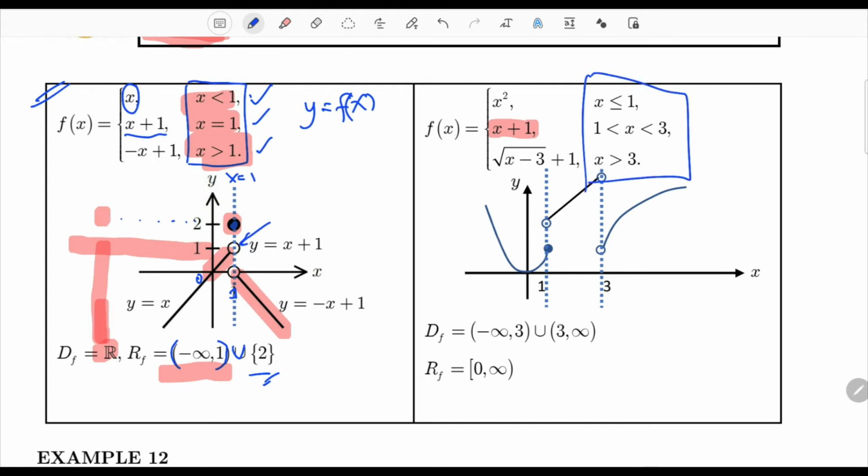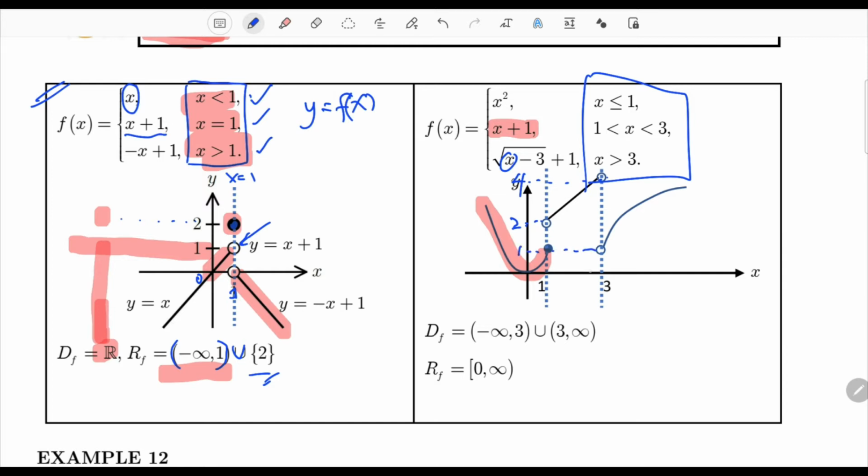So less than 1, we have the quadratic curve. So there you go, the quadratic curve. And then between 1 and 3, we have the linear curve, x plus 1. When x is 1, it becomes 2. So this is 2 actually. And when x is 3, it becomes 4. So this is actually 4. And then when x is greater than 3, if you substitute 3 inside here, 3 minus 3 is 0, so it starts from 1. So this is actually 1.